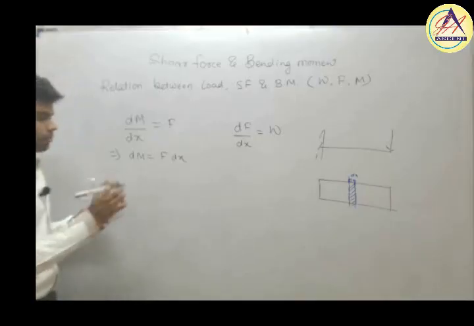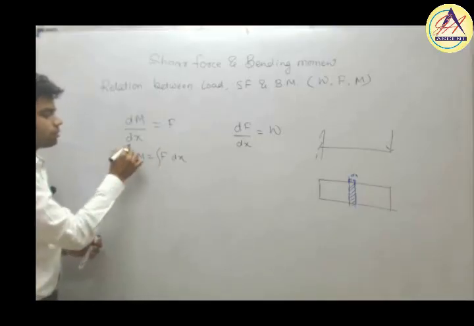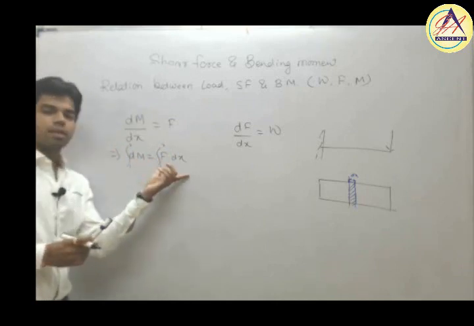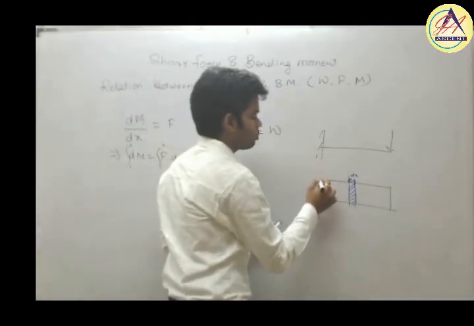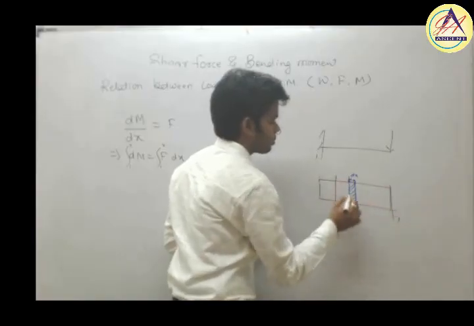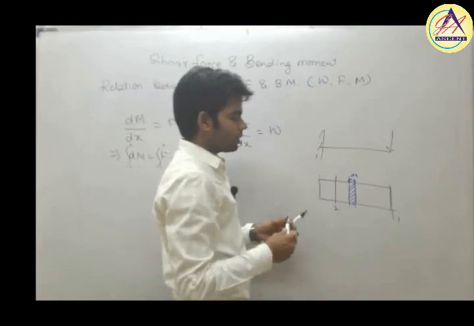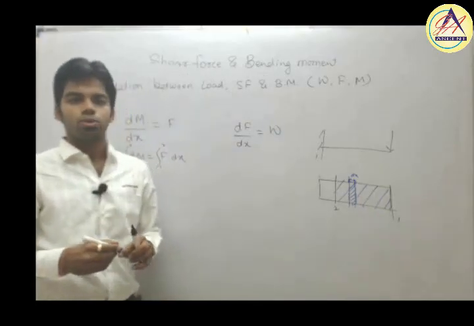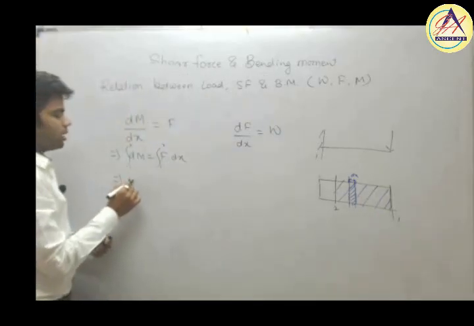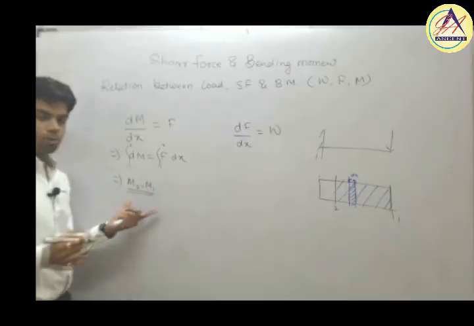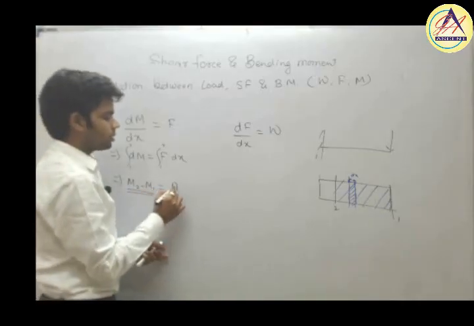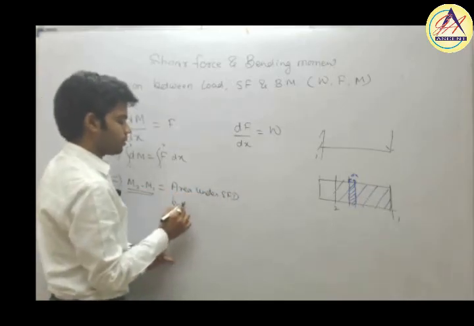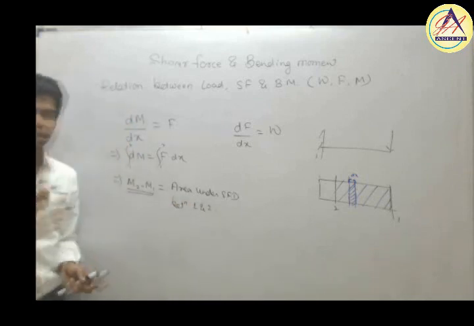Okay. So if I want to get the complete change in moment from, suppose, 1 to 2, just integrate this. And what will be the integration of F dx from 1 to 2? There are 2 points. Suppose this point is 1 and this point is 2. So the integration of F into dx is nothing but the area of this shear force diagram between 1 and 2. So a very important conclusion we are getting from here is that M2 minus M1, the change in moment between 2 points, is nothing but the area under the shear force diagram between those 2 points. Very important thing.